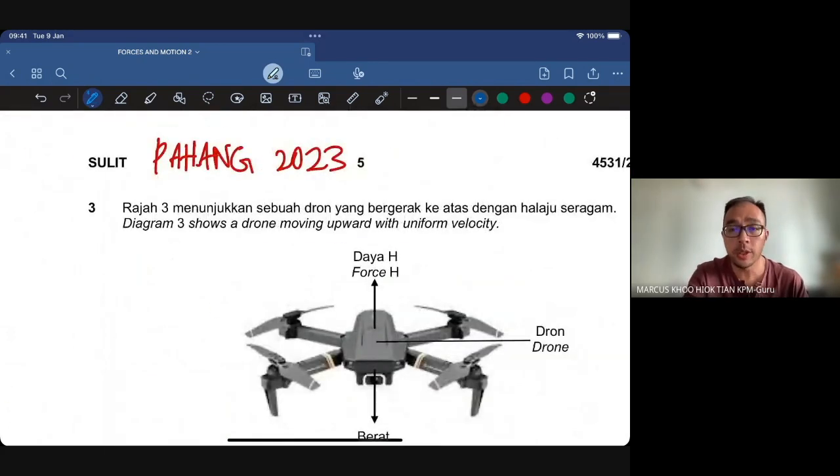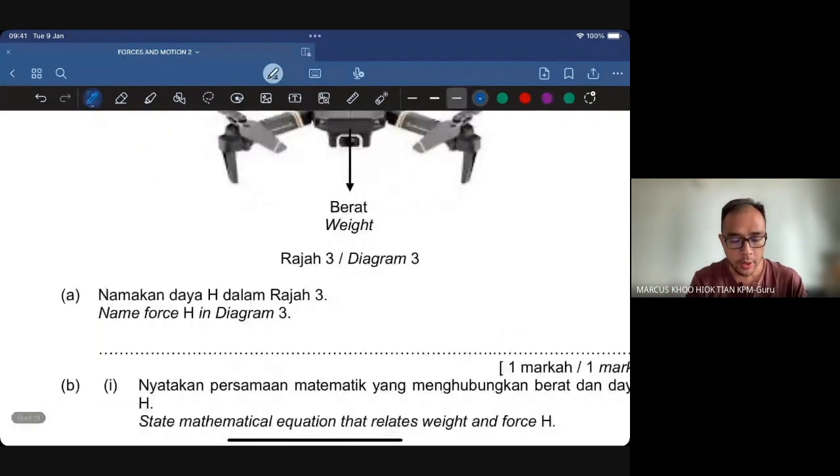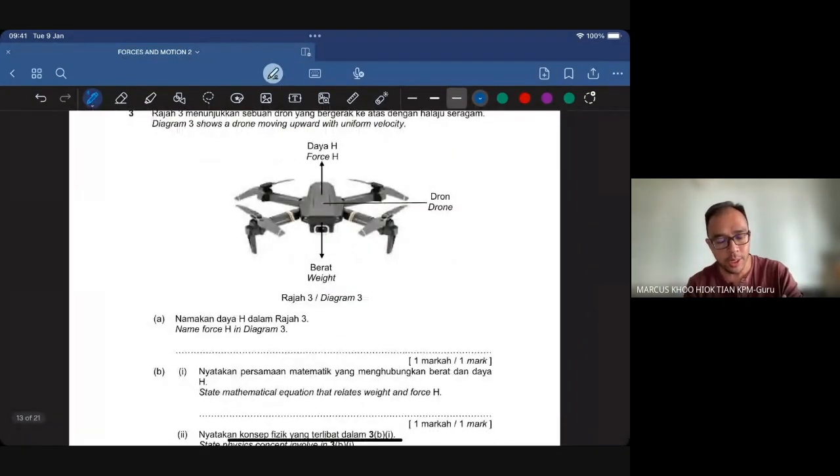Pahang 2023, question number 3. Question number 3 is 6 marks. Again, definitely calculation, but some explanation may be involved over here. Name the force in diagram 3. If there's a weight, the opposition of weight will be a lift force.